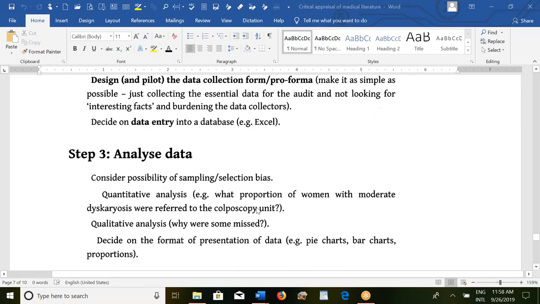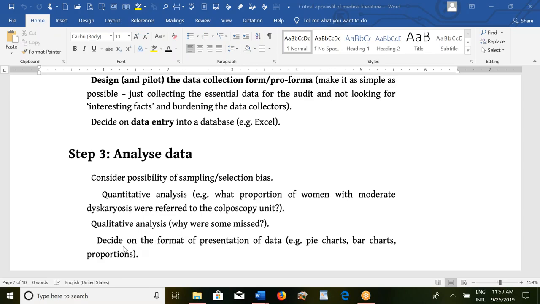Then you are going to analyze the data. You have to consider the possibility of sampling or selection bias. Analysis can be quantitative. For example, what proportion of women with moderate dyskaryosis were referred to the colposcopy unit. Or it can be qualitative. Quantitative is when you're talking about numbers or proportions. Qualitative is why were some missed. So you have to maintain a good number and then quality.